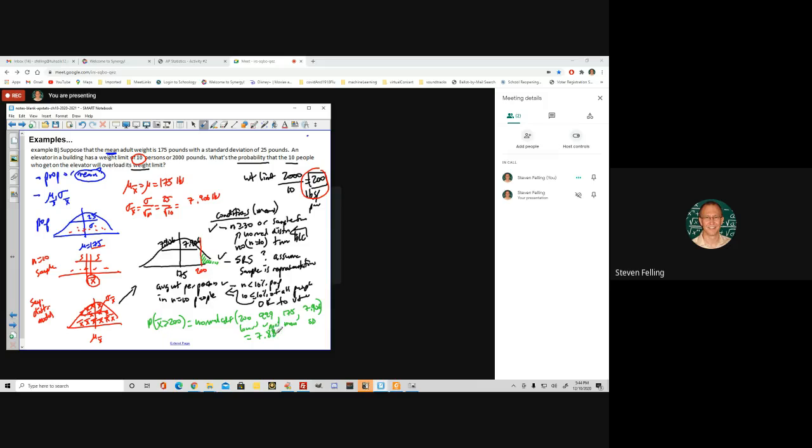We get that it's 7.83 E negative 04, which means 7.8 times 10 to the negative fourth, which is the same as 0.00078. So that's extremely unlikely. What this is saying is that if you have a 2,000-pound weight limit and people really weigh this much on average, then there's way less than 0.1% chance of overloading the elevator, even if 10 people get on it.